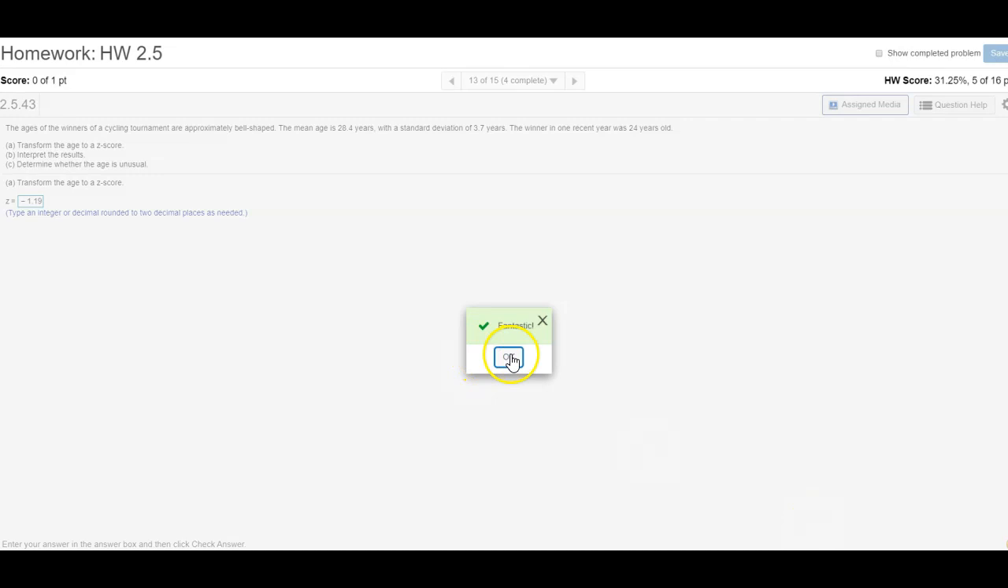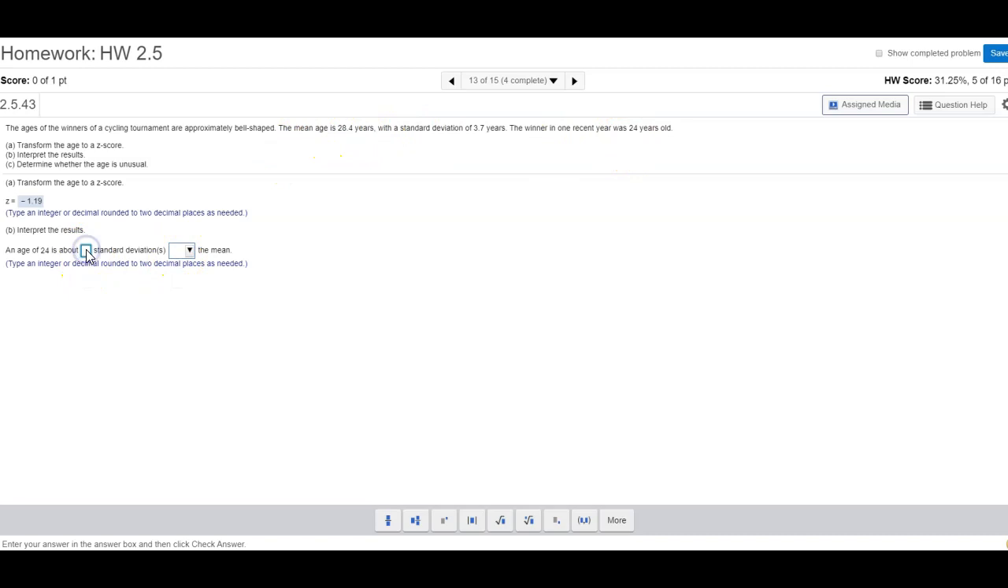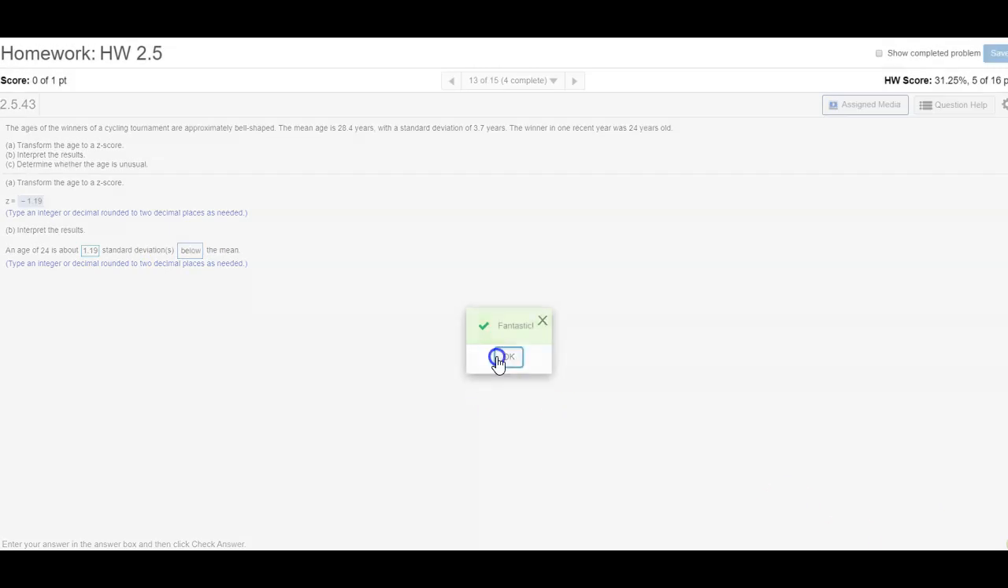Check my answer. Fantastic. And I have to interpret my results. The negative tells me that I am below the mean, because I can clearly see 24 is way below 28. So it is 1.19 below the mean. Very good.